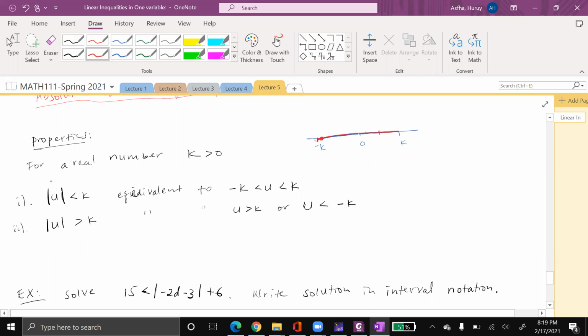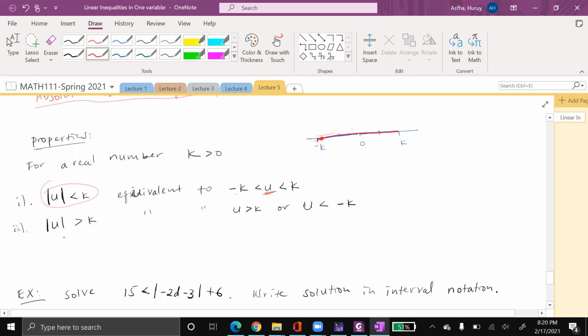Okay. Therefore, this is equivalent to saying negative k less than u. U represents all the numbers in this interval. It's a variable. So negative k less than u less than k. So therefore, this is the same as this one.